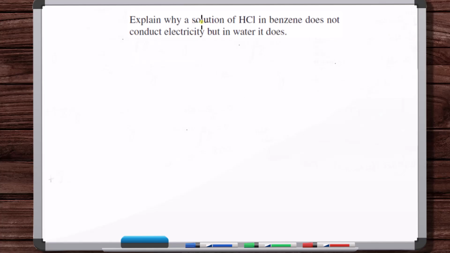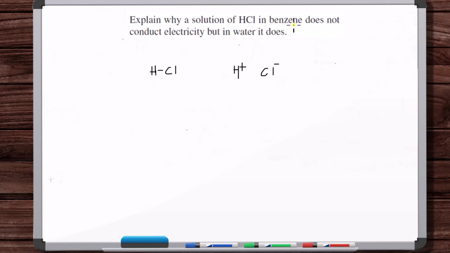All right, explain why a solution of hydrogen chloride in benzene does not conduct electricity, but in water it does. Okay, so the idea here is that we have a solution of hydrogen chloride in benzene. Hydrogen chloride dissolves to some extent in benzene. To some extent, meaning, does it dissolve as full HCl molecules, or does it dissolve by breaking up into ions?